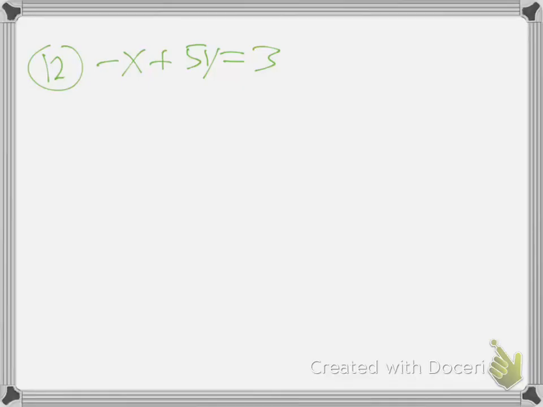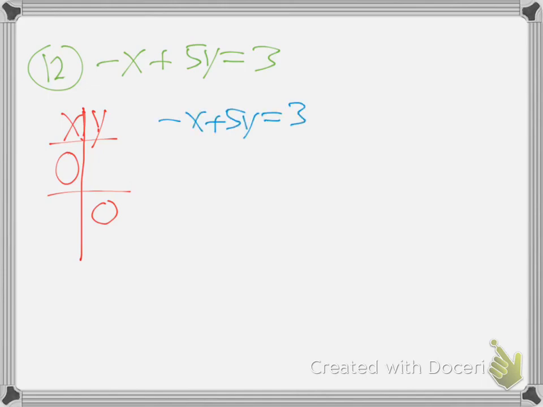Okay, let's try that one. Again, we're going to graph by the double 0 table. So I'm going to make an XY table, 0 here, 0 there, right? Double 0 table. Go ahead and do the equation twice. Right, we're going to write it twice. So minus x plus 5y is 3, and then over here again, minus x plus 5y is 3.